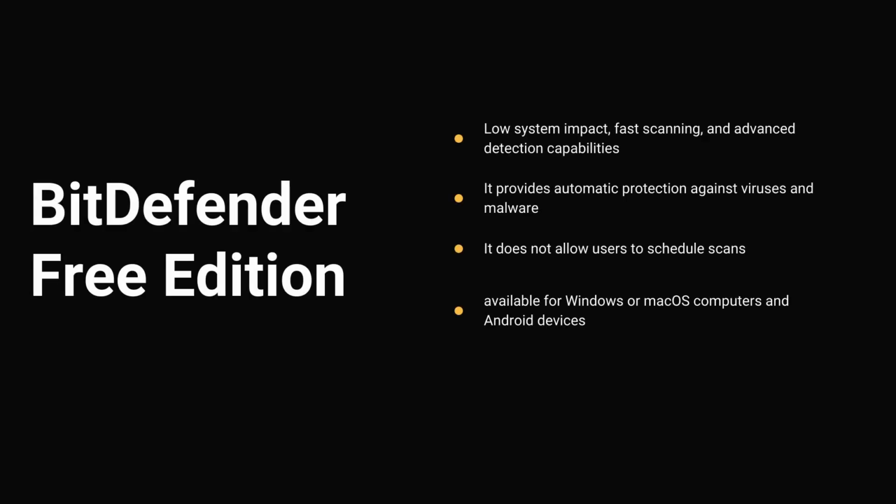2. Bitdefender Free Edition. The free version of Bitdefender has low system impact, fast scanning, and advanced detection capabilities. This software provides automatic protection against viruses and malware but does not allow users to schedule scans. Behavior analysis monitors programs in a safe environment before applications can run regularly. Intrusion detection systems block software that is accessing the internet and behaving strangely.